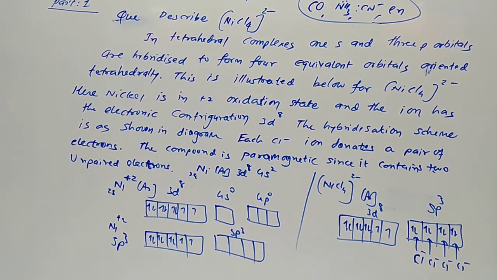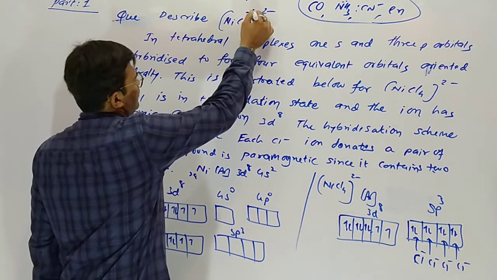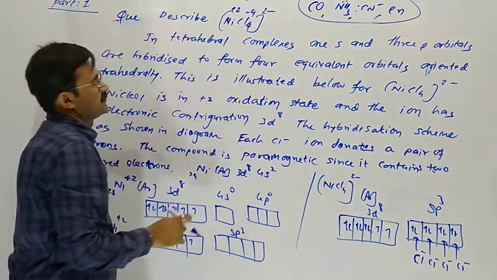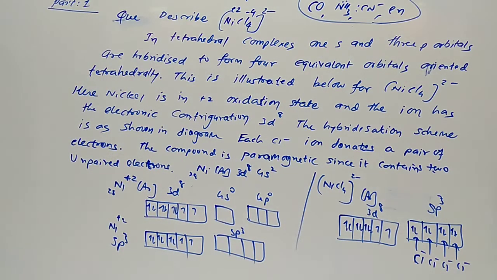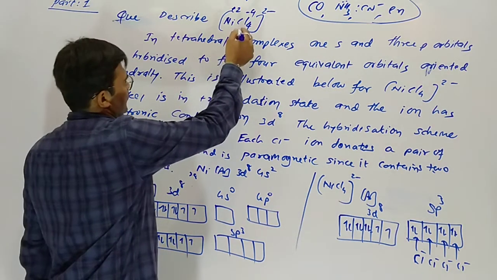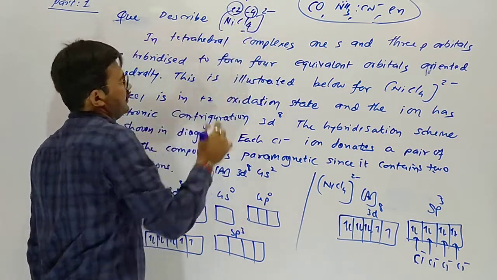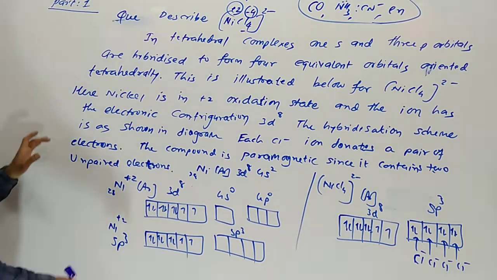Now the second question. Describe [NiCl4]2-. Tetrachloronickelate(2-). Oxidation number: 4 chlorides having minus 4, so here nickel will be plus 2. This is a tetrahedral complex.